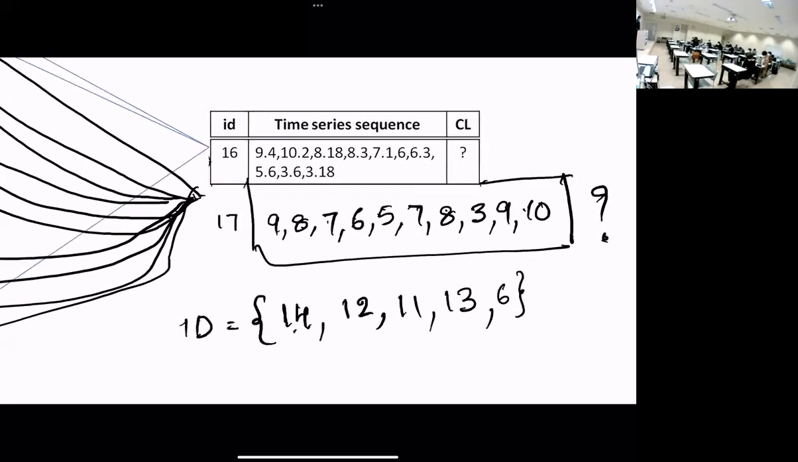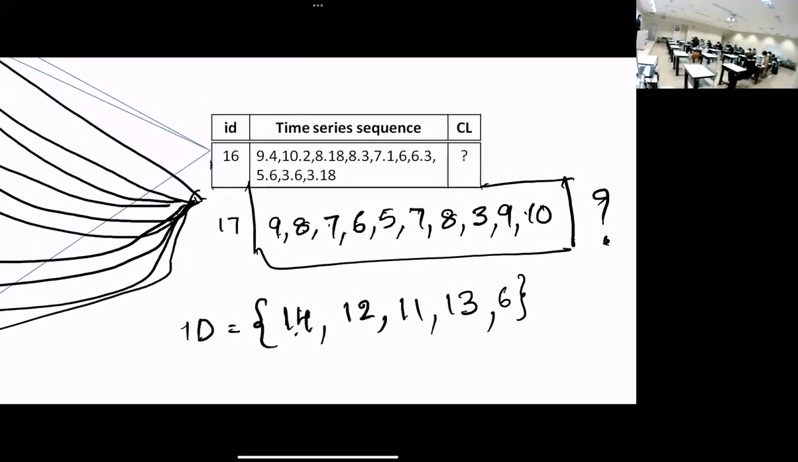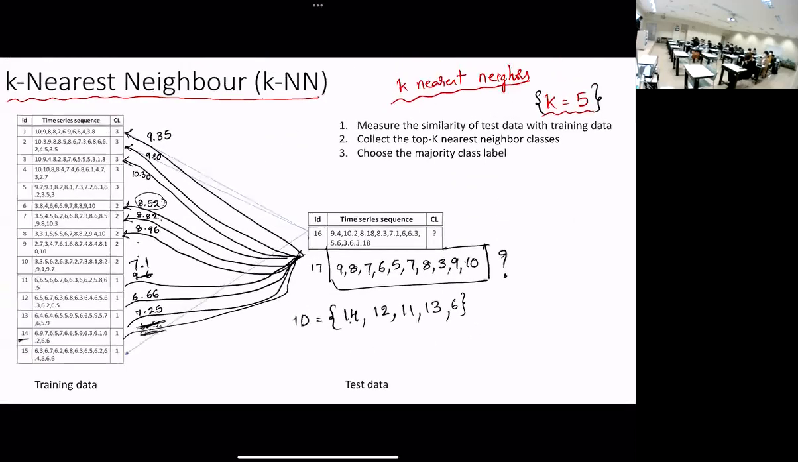Did you understand? Does anyone have questions? Everyone? No. Now tell me the class labels. So, 1, okay. What is the class label of 12? Okay. 11? Okay. 30? So the majority is? 1. So the class label for this test case is 1. Okay? Understood?